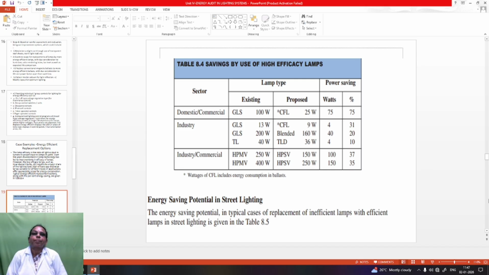Then power saving, for domestic and commercial: for the existing lamp 75 watt, saving is 75%. As compared to existing and proposed, power saving is 31%. Then for GLS 40 watt, 20%, for TL 10%. Then industrial and commercial, HPME 100 watt 37%, 150 watt 35%.